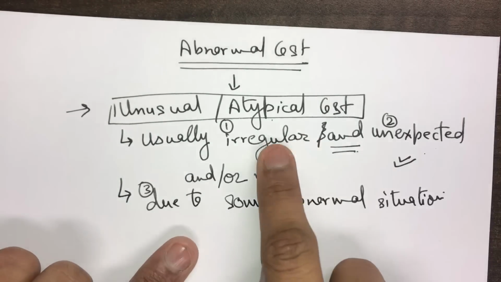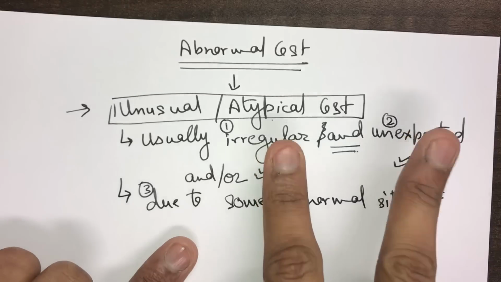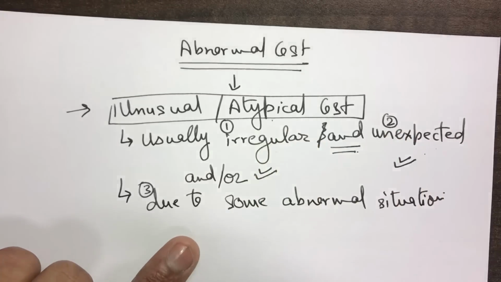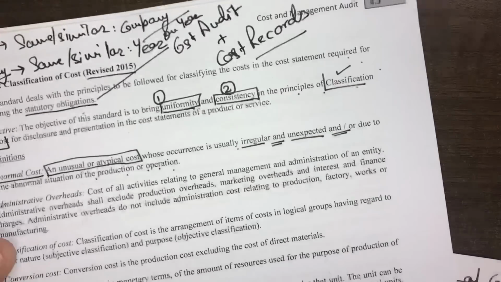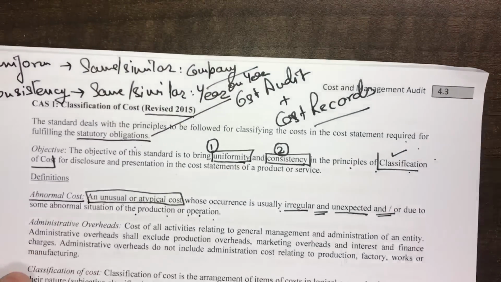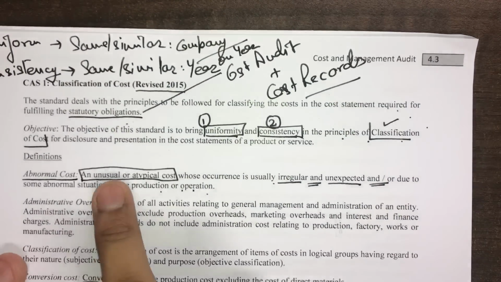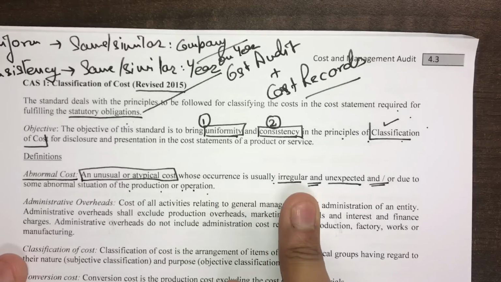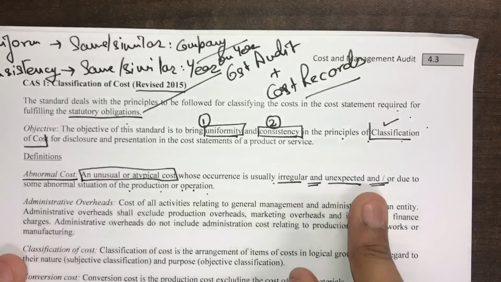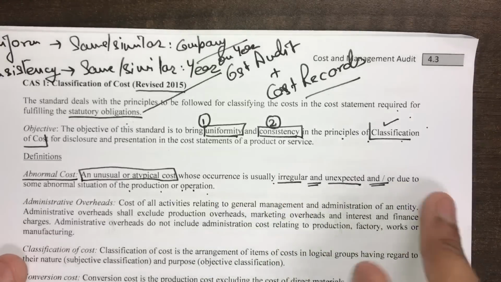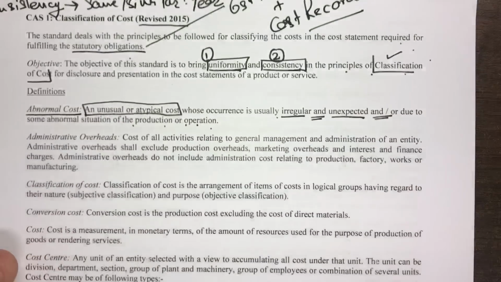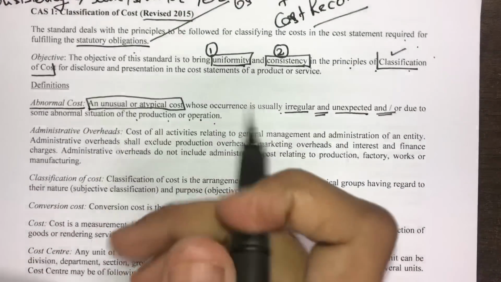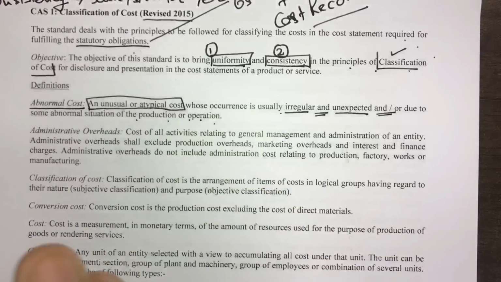Even then, if you are fulfilling the first and the second condition, then you are covered by the definition of abnormal cost. So let us read the definition of abnormal cost once again. The definition is an unusual or atypical cost whose occurrence is usually irregular and unexpected and or due to some abnormal situation of operation or production.